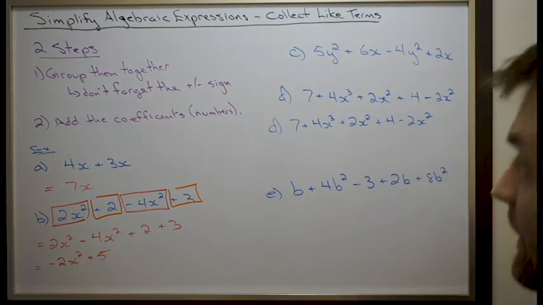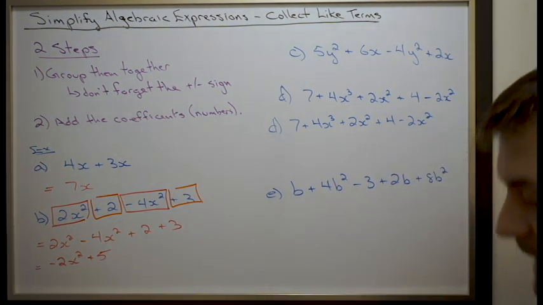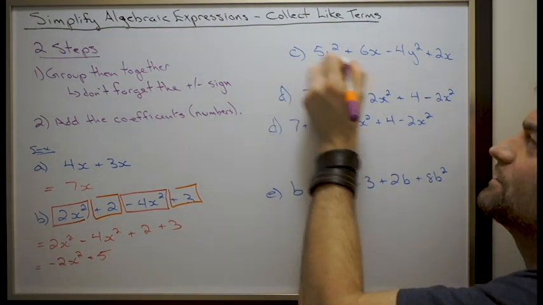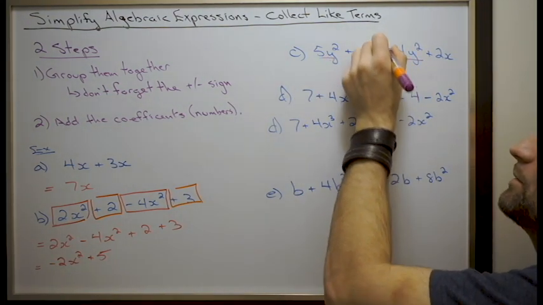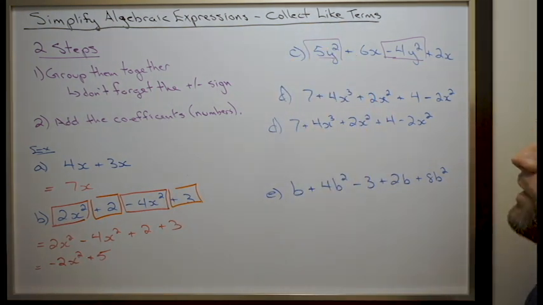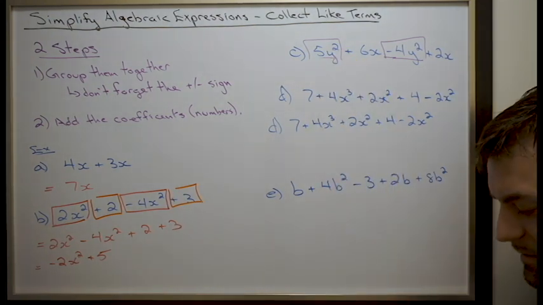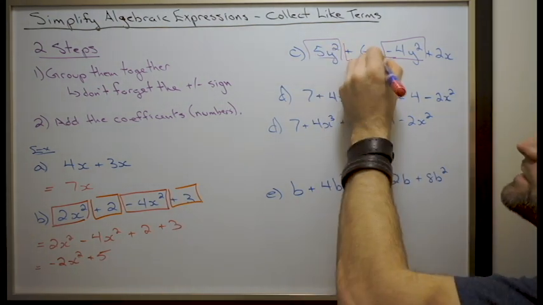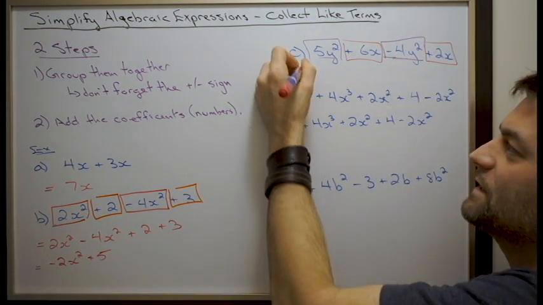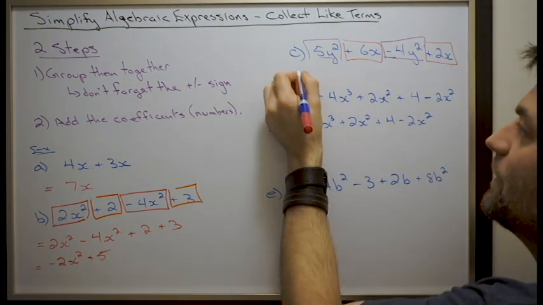Now in the next one here, we have 5y squared plus 6x minus 4y squared plus 2x. So our like terms are, remembering the actual negative and positive signs with those, the negative 4y squared and the 5y squared, and then the plus 6x and the plus 2x. So we just combine those together in a single group.